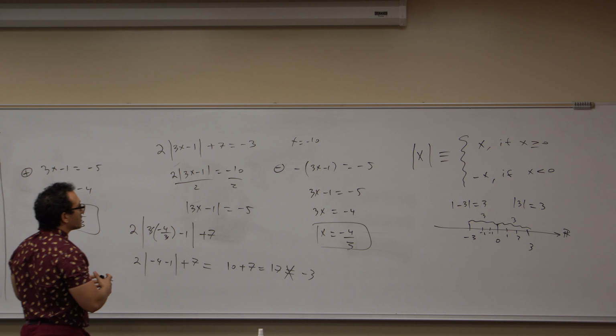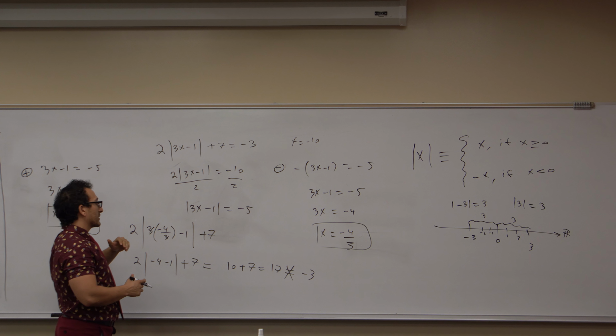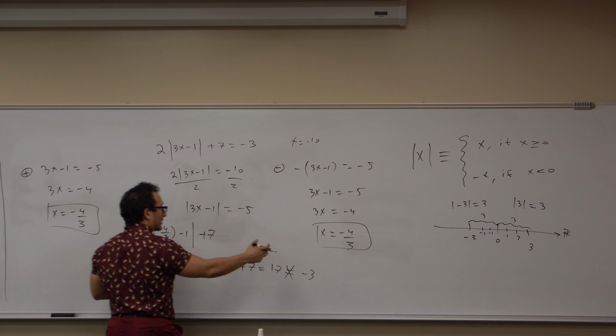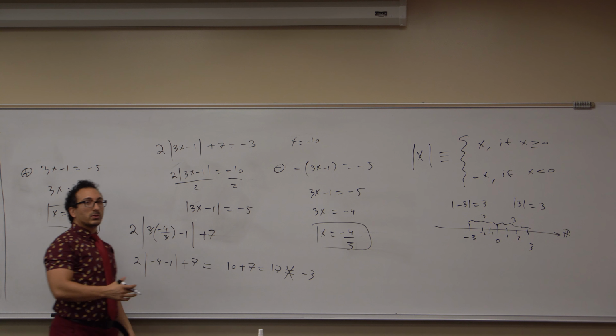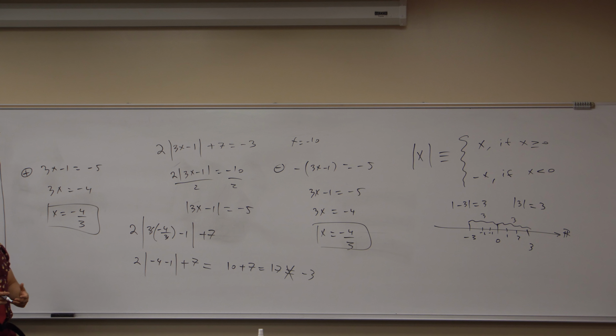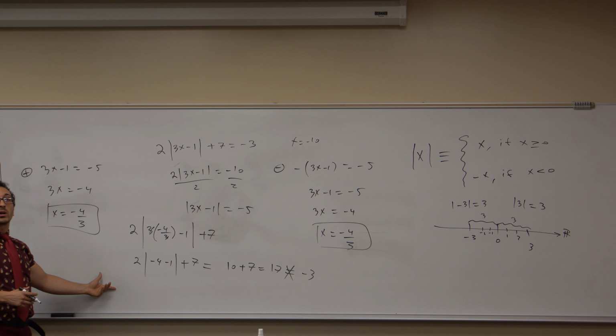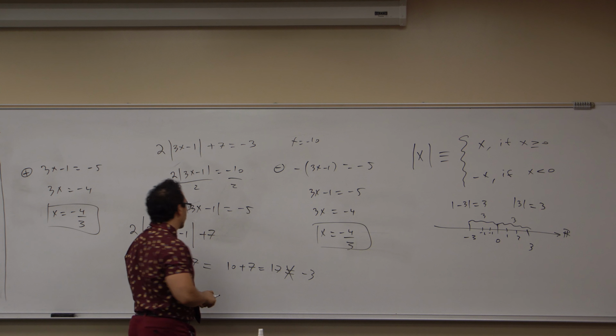So it seems like there's no x that satisfies this because our solution method showed us that our only possibility was negative 4/3. We checked that and we saw it leads to a contradiction. 17 does not equal negative 3. So there are no solutions. Okay?